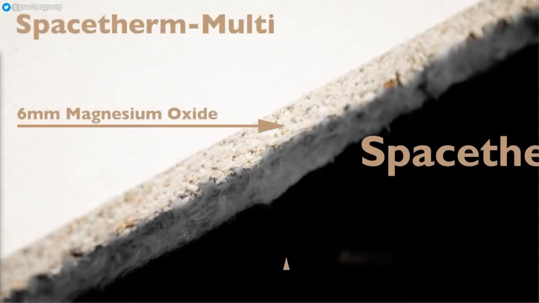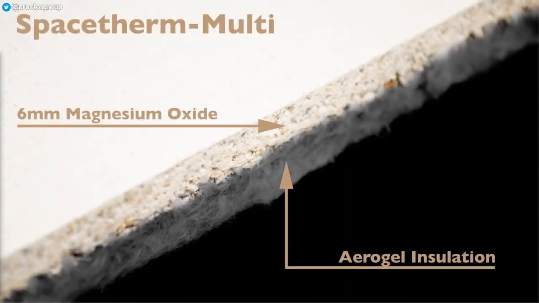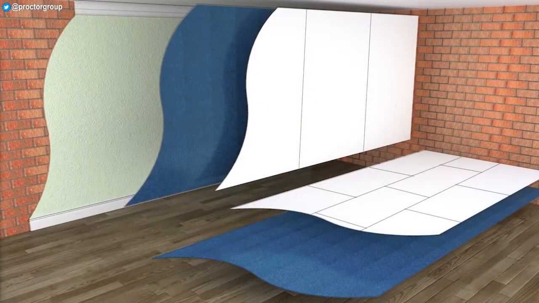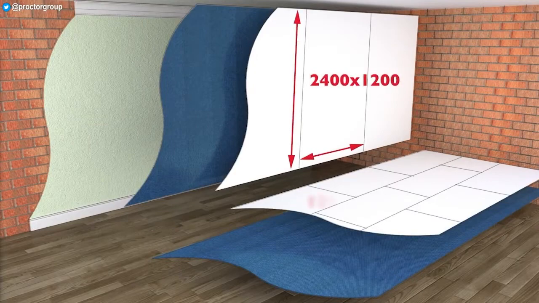Spacetherm Multi uses a similar magnesium oxide facing to the wall liner board, but with an increased thickness of 6mm. This additional thickness allows the same board to be used in both floor and wall applications, making Spacetherm Multi a simple and versatile one-board solution to upgrading the thermal performance for all types of existing structure. Spacetherm Multi is available in both 2400 by 1200mm and 1200 by 600mm sizes, with the smaller size board being ideal for projects such as loft conversions where access may be restricted.